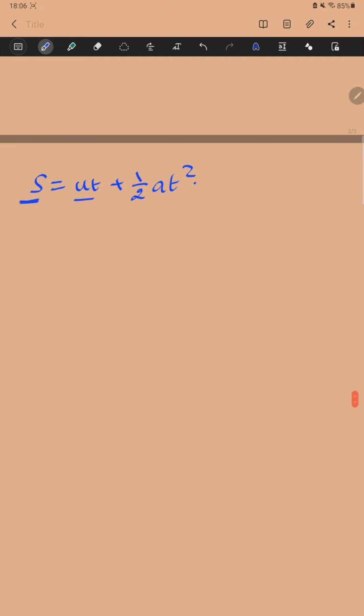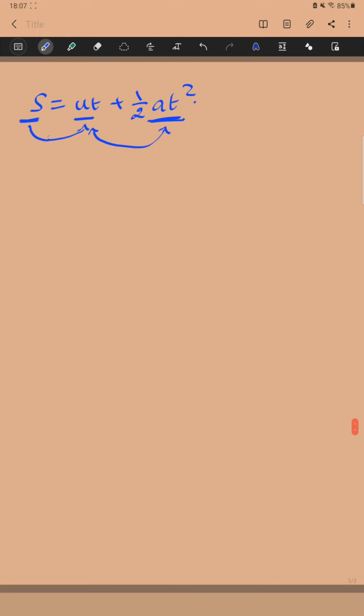Okay, let us look at one more equation. Let us look at the equation of motion, shall we? S equals ut plus half at square. In this equation, to prove that it is dimensionally homogeneous or true, we have to have the same dimension for each term. So if the dimension for s equals the dimension for u times t equals the dimension for at square, then the equation is true, or dimensionally homogeneous.